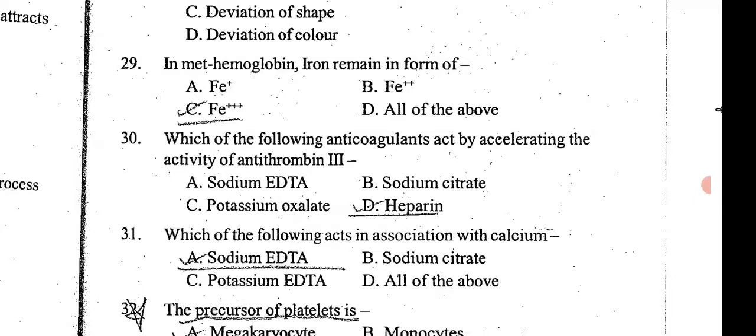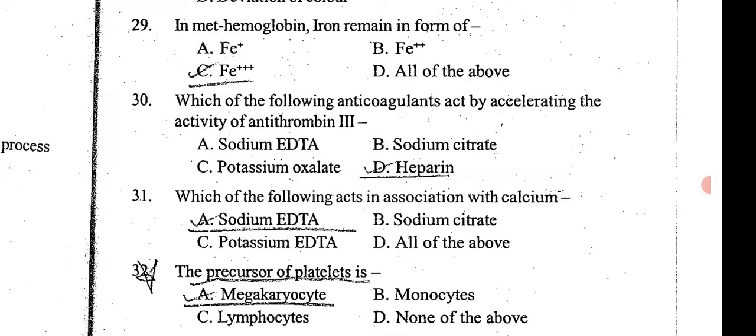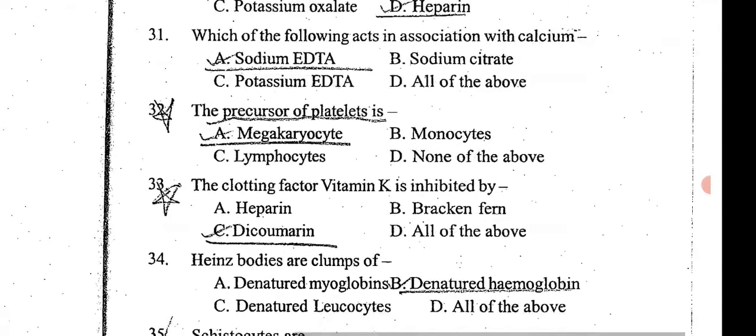Which of the following anticoagulants? Heparin and sodium EDTA are both anticoagulants, and their mechanism of action is as follows: heparin activates antithrombin 3, and sodium EDTA binds calcium. Both result in anticoagulation, so the blood does not clot. Heparin is the natural anticoagulant present in the saliva of mosquito, whereas sodium EDTA is commonly used in labs as an anticoagulant.